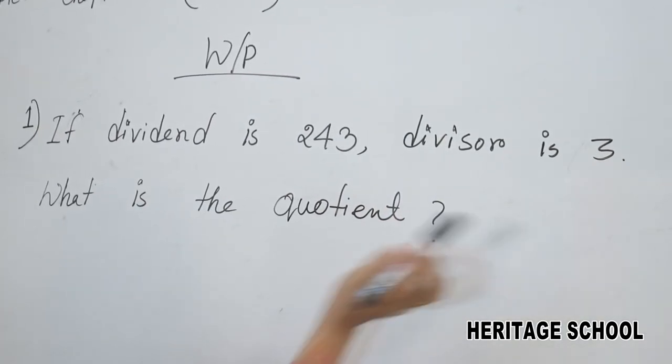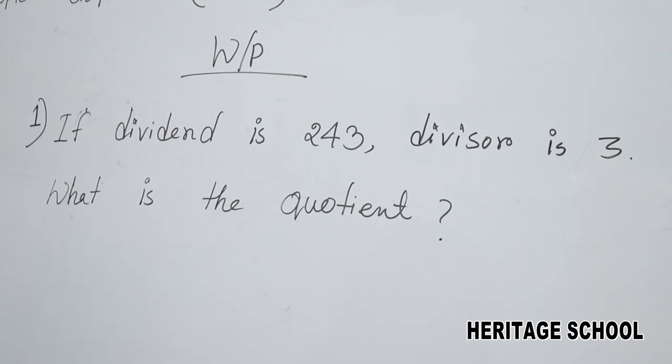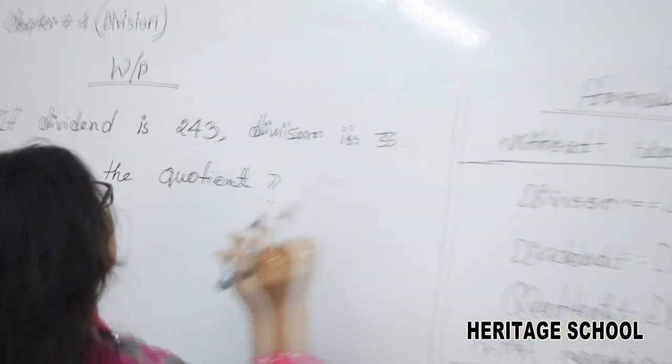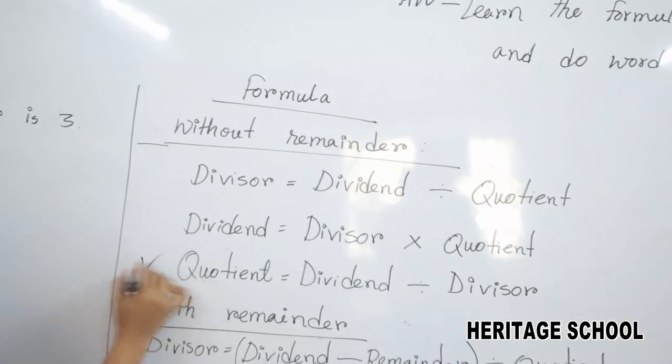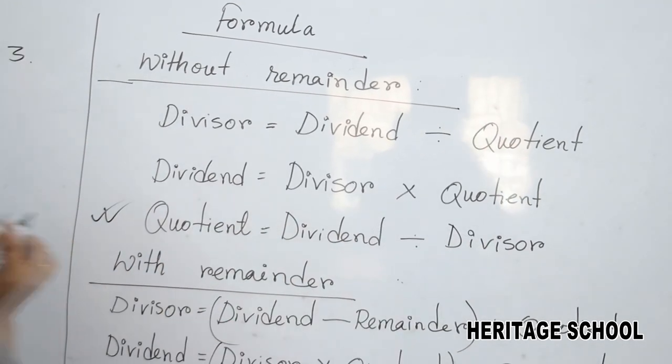43 and the divisor is 3. So what is the quotient? So that time there is no remainder, so we can use this formula. So the quotient formula, which one? This one. Dividend divided by divisor.